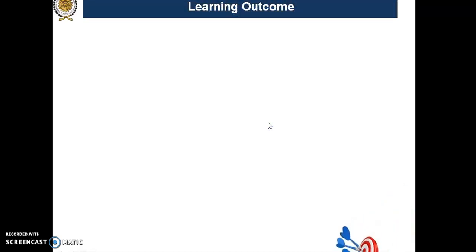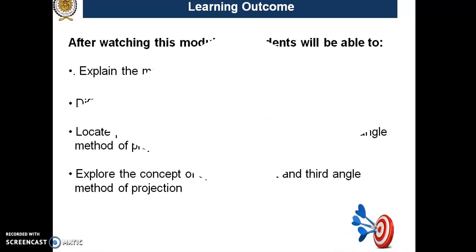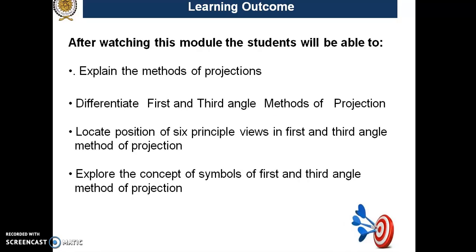After watching this module, students will be able to explain the methods of projection and differentiate first and third angle methods of projection. They will be able to locate the position of 6 principal views in the first and third angle methods of projection. They will be able to explore the concept of symbols of first and third angle methods of projection.